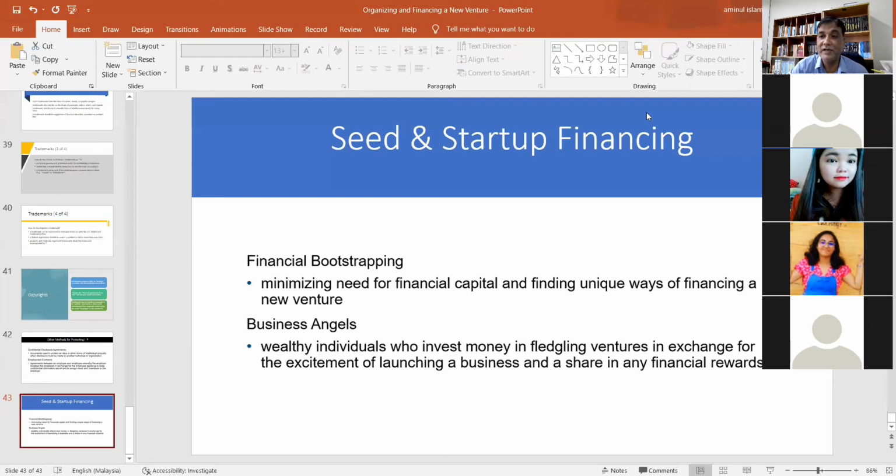We call it financial bootstrapping. This is a strategy where we minimize financial involvement and find unique ways of financing a new venture. When you have a very good business idea but not enough money to start up a sole proprietorship, and you do not want to go through a partnership, you are looking for capital. A good idea would be looking for a business angel. As I said, wealthy individuals, filthy rich, with a lot of money, but who don't have the idea and don't have time to get involved in the business.